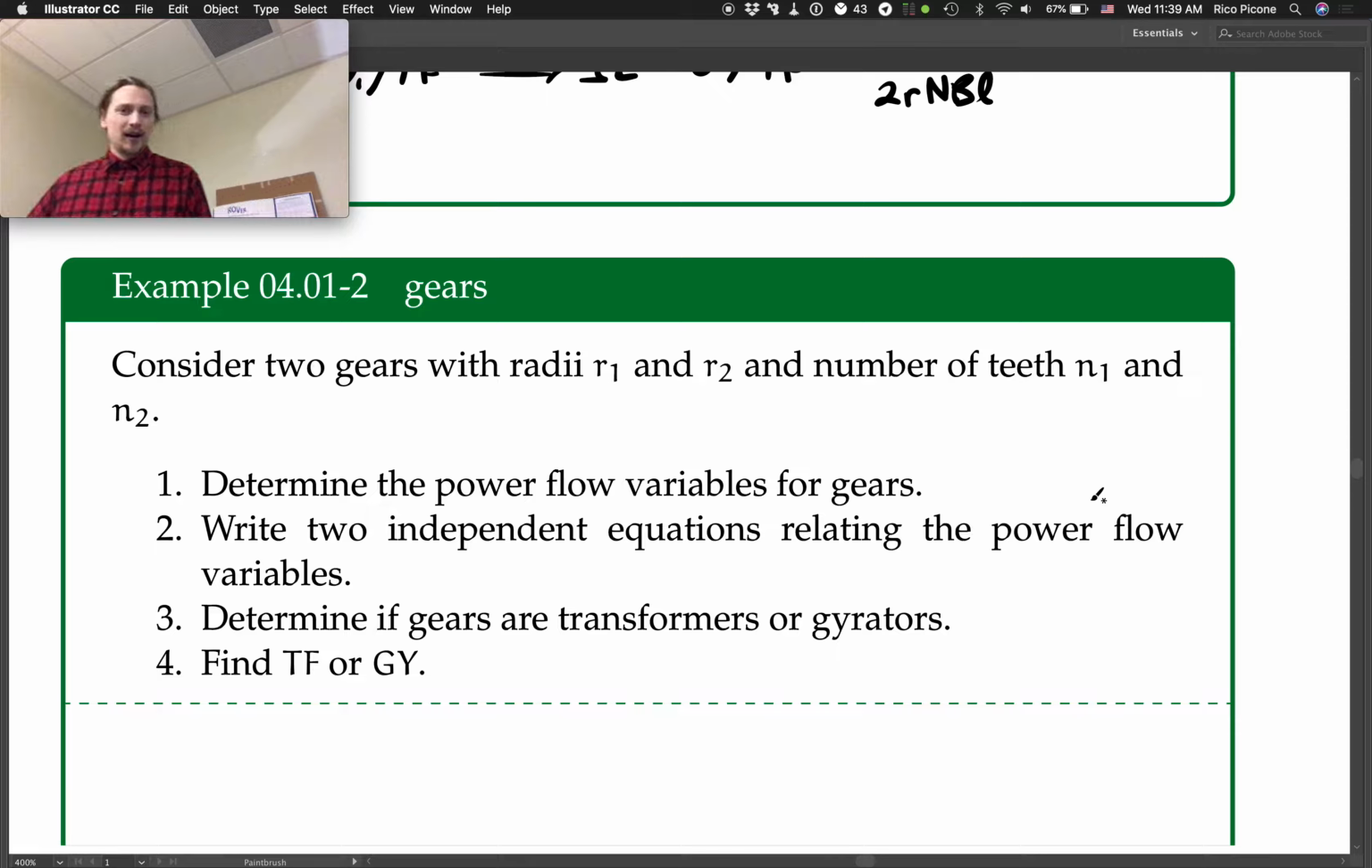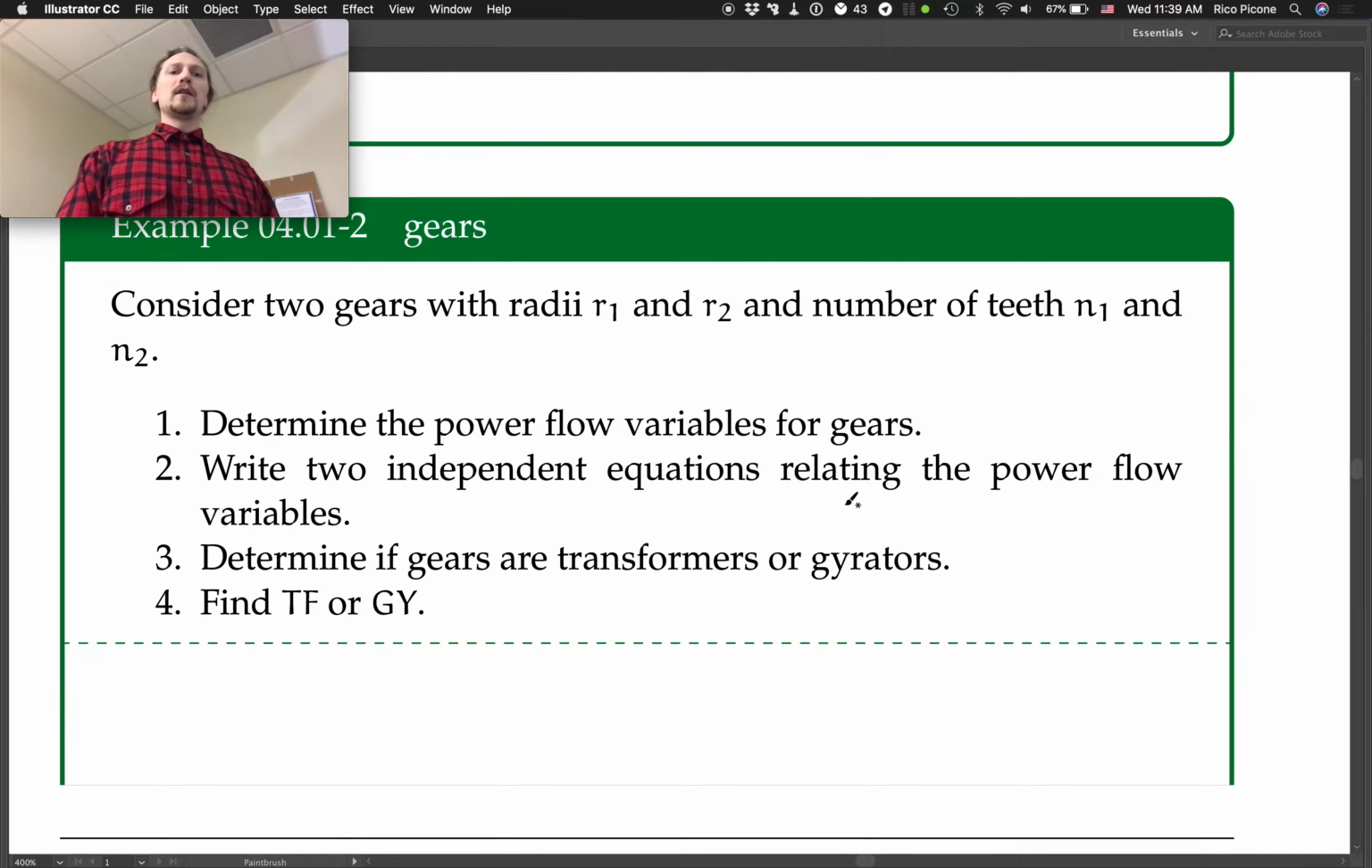Okay, gears. So remember I said that transducers typically are converting energy among the domains, but they can also transform it inside a domain as well, and that's what we're going to look at now. So consider two gears with radii R1 and R2 and number of teeth N1 and N2. You'll consider gears in detail in your machine design class next semester, but for now we're just going to look at them from a very high level.